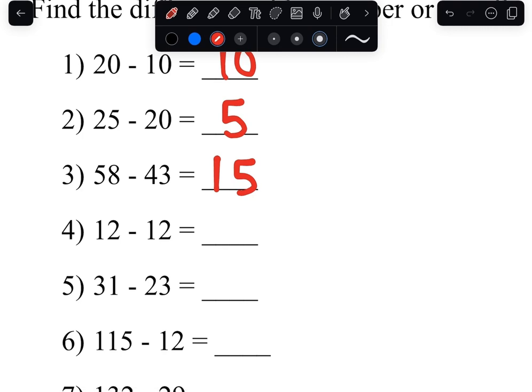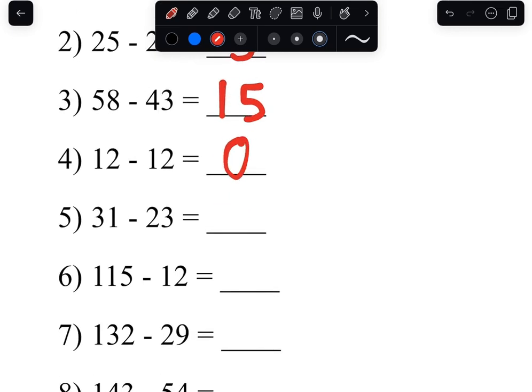Number 4. You're just subtracting 12 by the same number. So number 4 is just 0. Number 5. You can't subtract 1 minus 3. So you have to borrow 10 from the tens place of 31. So the 1 becomes 11. 11 minus 3 is 8. And then the 3 in 31 becomes 20. So 2 minus 2 is 0. So the answer is just 8.